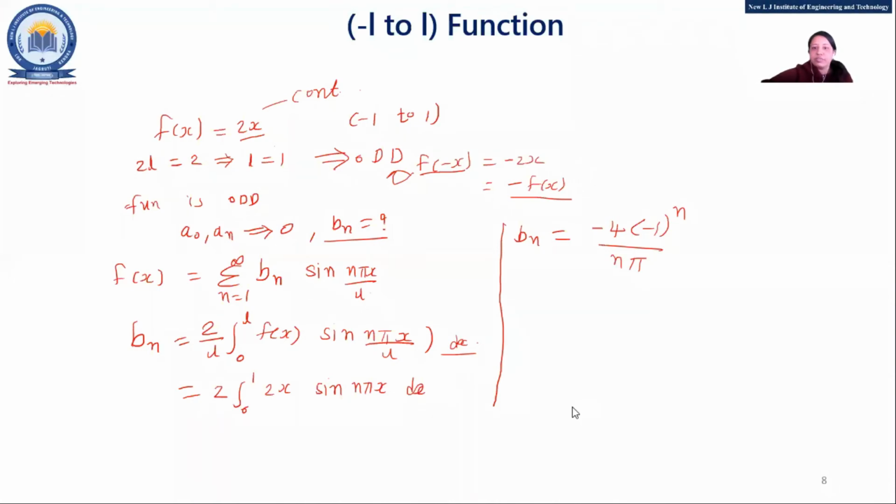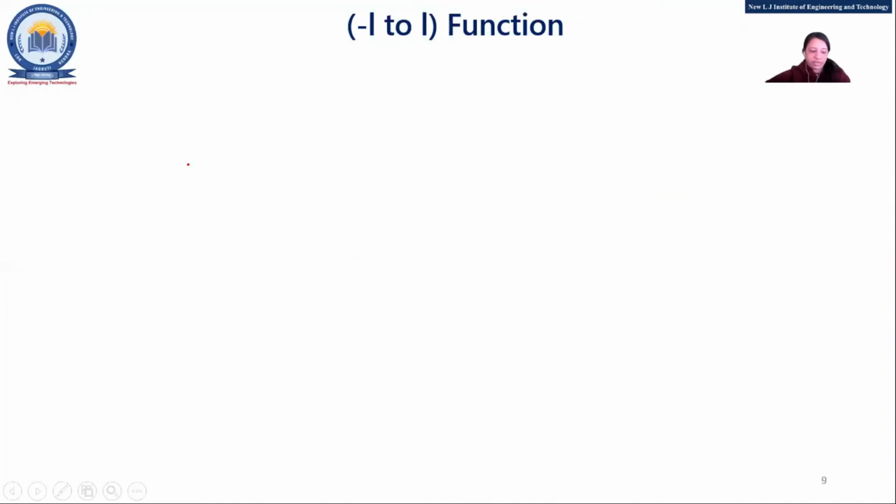Now see, if you are referring to the book, they have simplified this. This is minus 4, so they have considered it as minus 1 and written 4 into minus 1 raised to n plus 1 upon n pi. That is also correct. So both are correct. Up to this, if you are doing it, there is no problem. So if you are going for odd even, your sum would be like this only. You only need to calculate Bn.